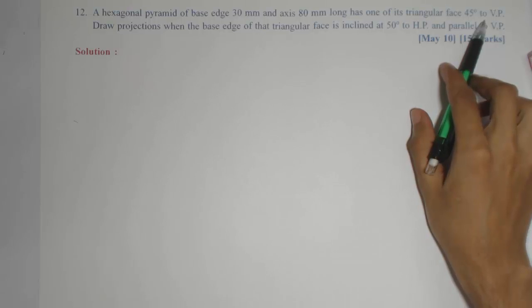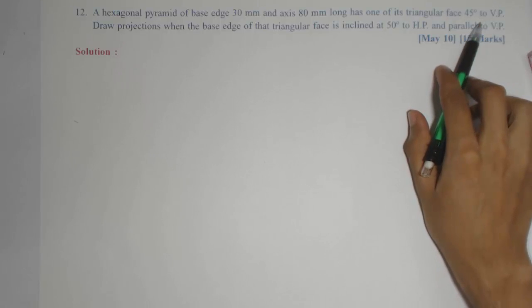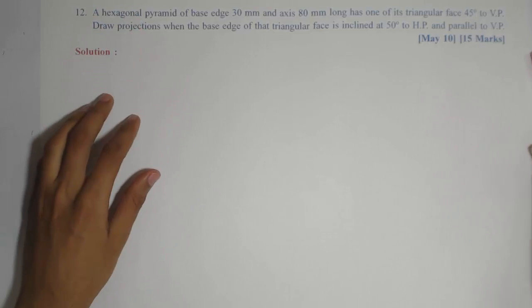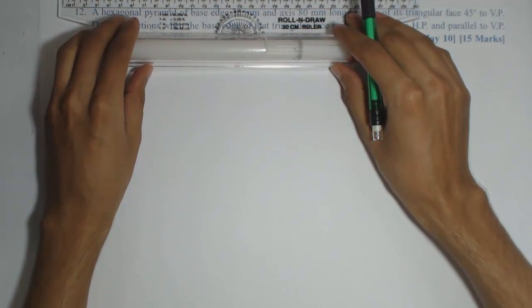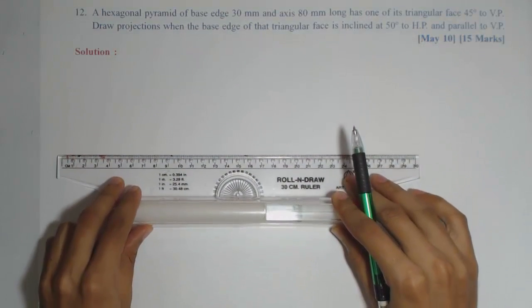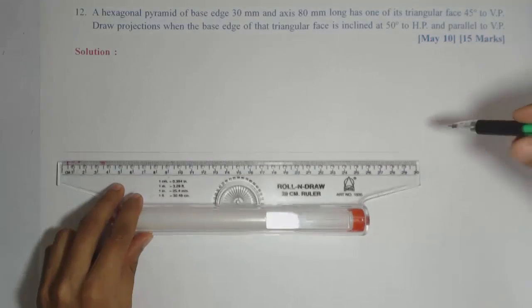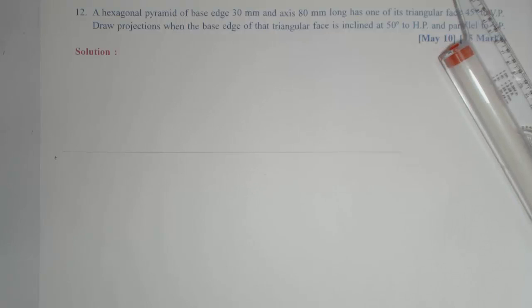So we need to start with the base entirely lying in the VP, so that it will be seen as a true shape in the front view. So we need to start with the hexagonal base above the XY because that will be seen as a true shape in the front view. So we'll draw the reference line first, then we'll start drawing the hexagon.